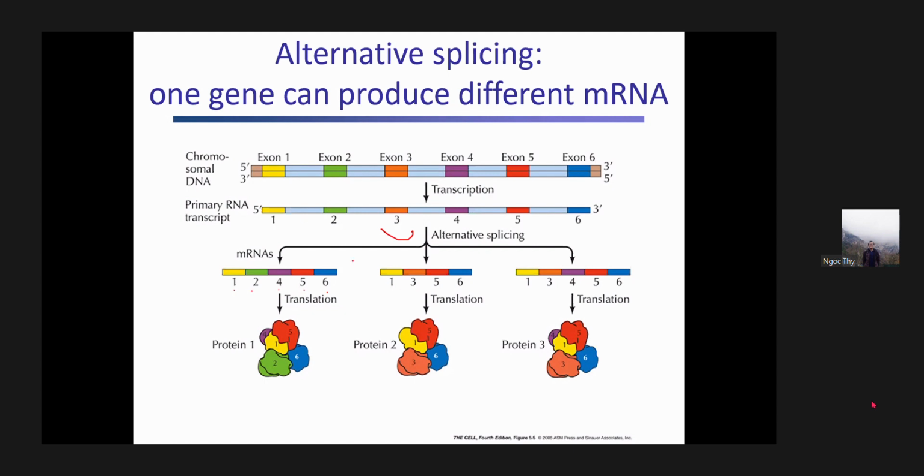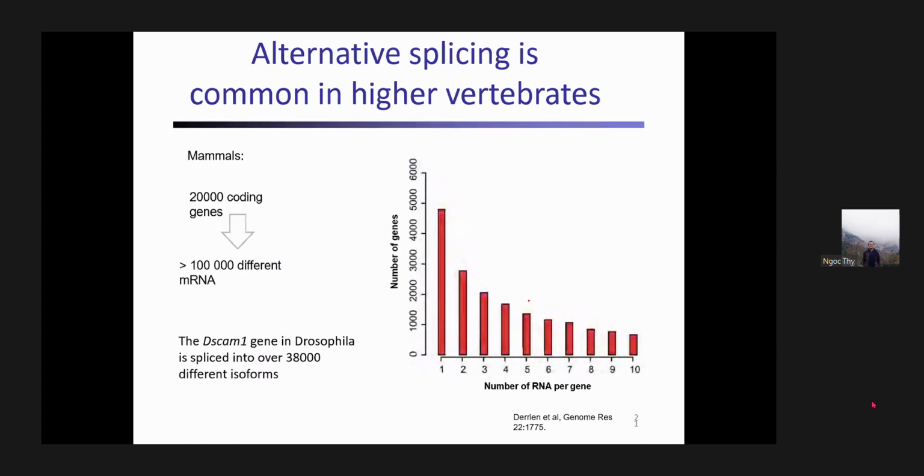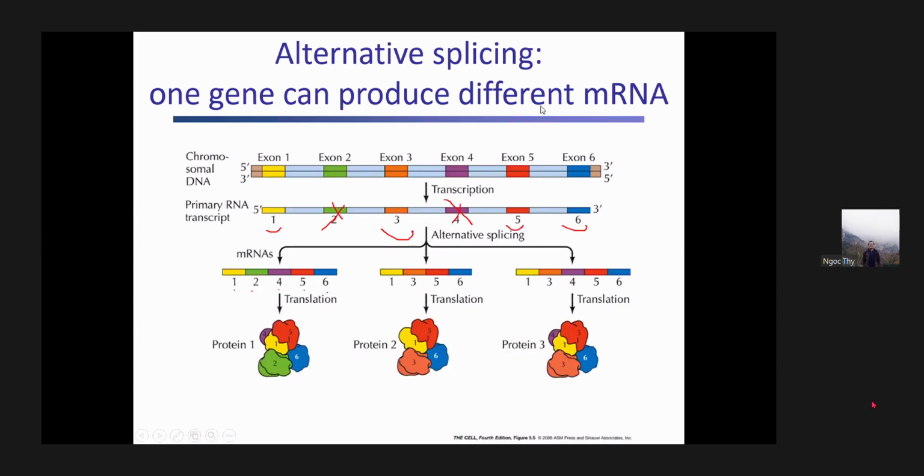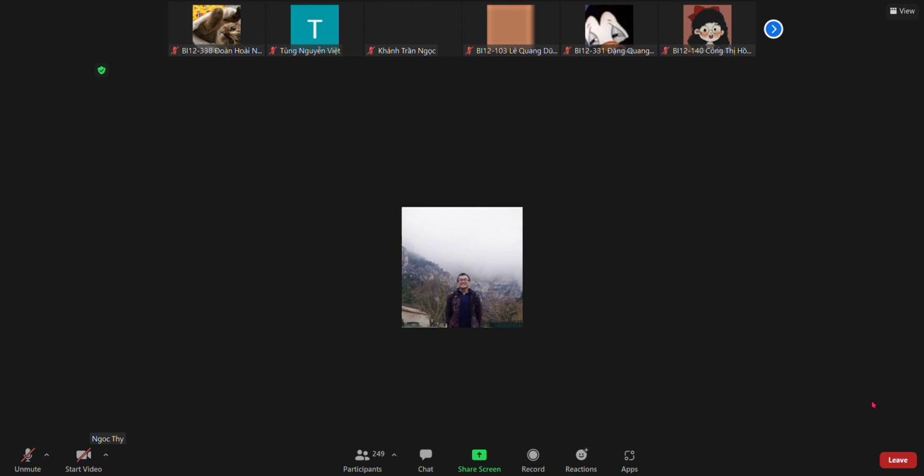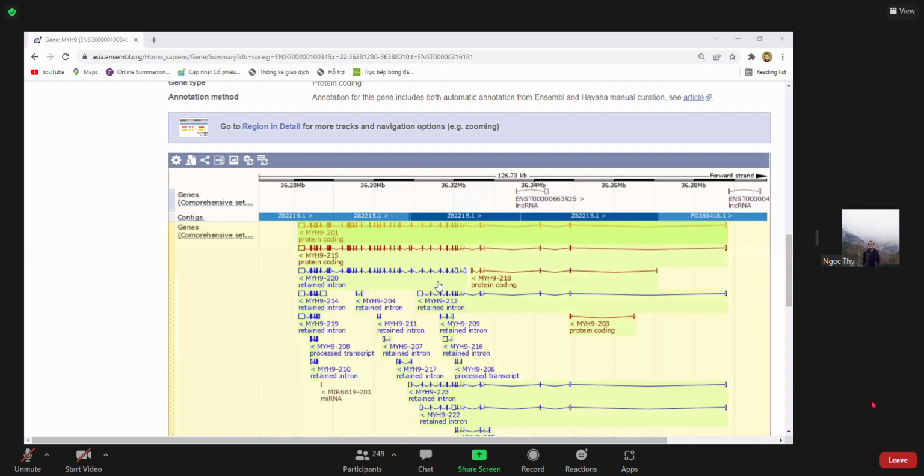Another way is that the mRNA was spliced based on exon number 1, skipping exons 2 and 4, so as a consequence we have the protein including only 1, 3, 5, and 6. And in another way of splicing, we have only 1, 3, 4, 5, 6, and exon 2 was skipped. So here we have different ways of splicing.